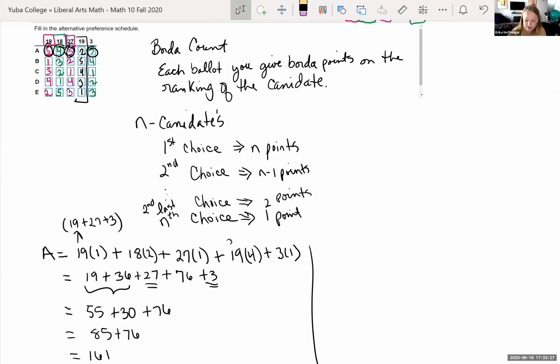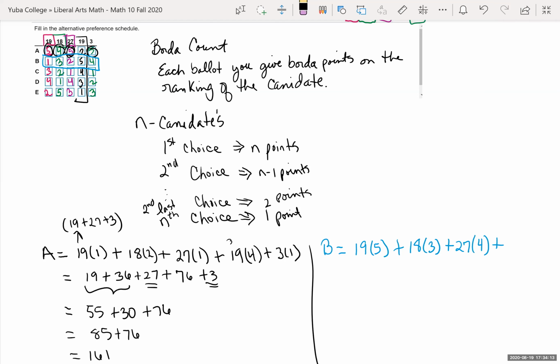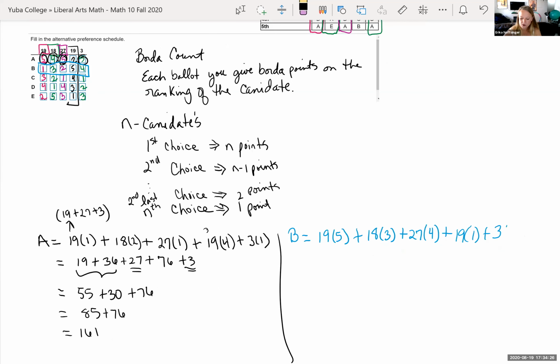So let's just do it. For candidate B, they had first choice only once, and that was 19 people. First choice, remember, they get 5 points for each one of those. And then third choice, there was 18. So third choice would be 5, 4, 3 points. 27 people said that was their second preference. So 27, that would be worth 4 points. Fifth choice, 19 people, so 19 times fifth choice is only 1. And then fourth choice, 3 people said fourth choice. So 3 people, fourth choice is only worth 2 points.